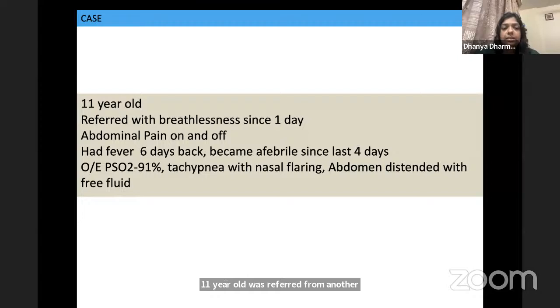So again, I shall talk about another case. This child, 11 years old, was referred from another hospital with breathlessness since one day, abdominal pain on and off. But the child had fever 6 days back, had become afebrile the last 4 days, and presented with tachypnea and a distended abdomen, so had presented with fluid accumulation. But otherwise, the child hemodynamically was absolutely normal, passing urine well.